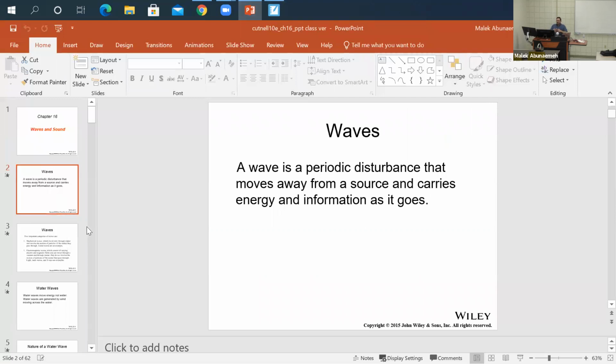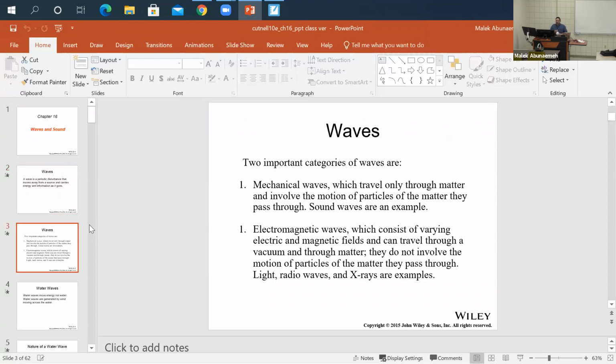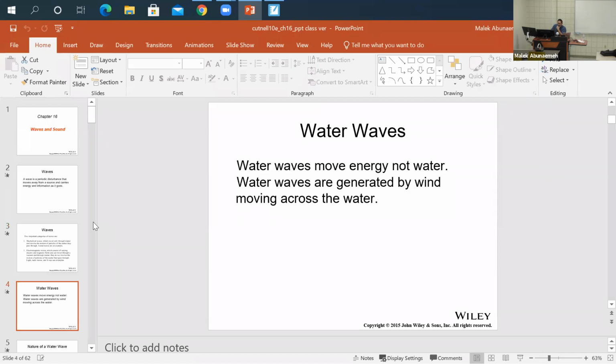All right. Well, let's look over here. So your wave is a periodic disturbance that moves away from the source and carries energy and information as it goes. Now, there's two types of waves. The two most important categories of waves are your mechanical waves and your electromagnetic waves. Your mechanical waves travel only through matter and involve the motion of particles of the matter they pass through, for example, sound waves. Your electromagnetic waves consist of varying electromagnetic fields and can travel through a vacuum and through matter. We're going to see this later. They don't involve motion of particles of the matter they pass through, like light waves, radio waves, and X-ray waves.